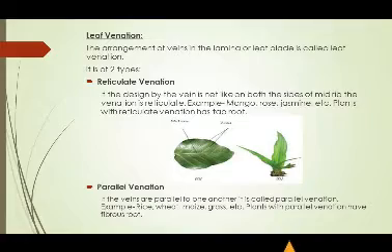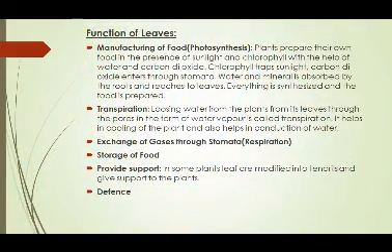The main function of the leaf is to manufacture food with the help of photosynthesis. Second, transpiration, exchange of gases through stomata, and storage of food. It also provides support and helps in defense of the plant.